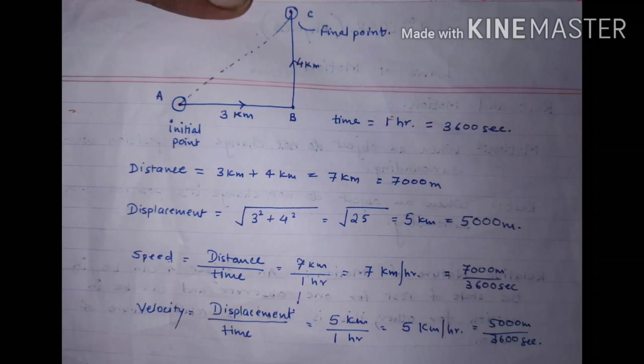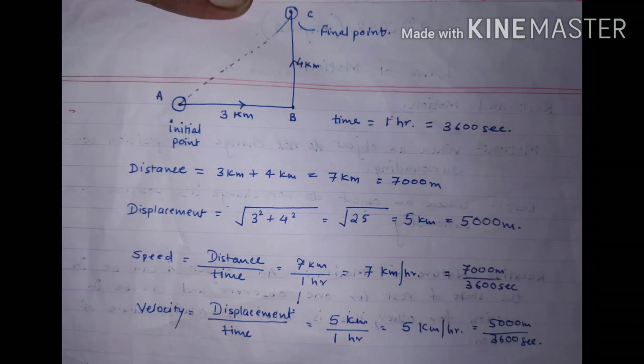Now the displacement of the object. Displacement means the shortest path between the initial and final position of the object. The initial position of the object is A and the final position is C. You can see in the diagram that the shortest path is the diagonal, or the hypotenuse, of that triangle, which is AC. By using the Pythagoras theorem, we can calculate the length of the hypotenuse AC, which is equal to the displacement. So the displacement becomes square root of 3 square plus 4 square, which is equal to square root of 25, which is equal to 5 kilometer. Therefore the person has covered a distance of 7 kilometer, but his displacement is only 5 kilometer, which is equal to 5,000 meter. Now we have to calculate speed.